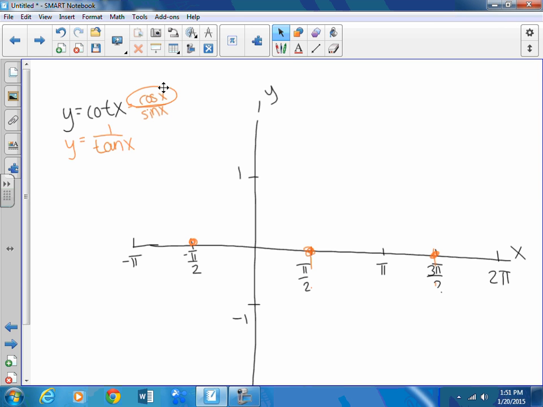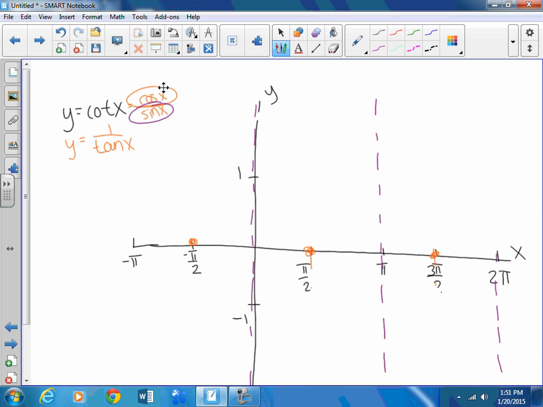All right, and it's undefined anytime we have 0 in our denominator. So anytime sine is equal to 0. Sine is equal to 0 at 0, obviously, at pi. So here are our asymptotes. And at pi over 2, because that's the same as 0. And over here at negative pi.